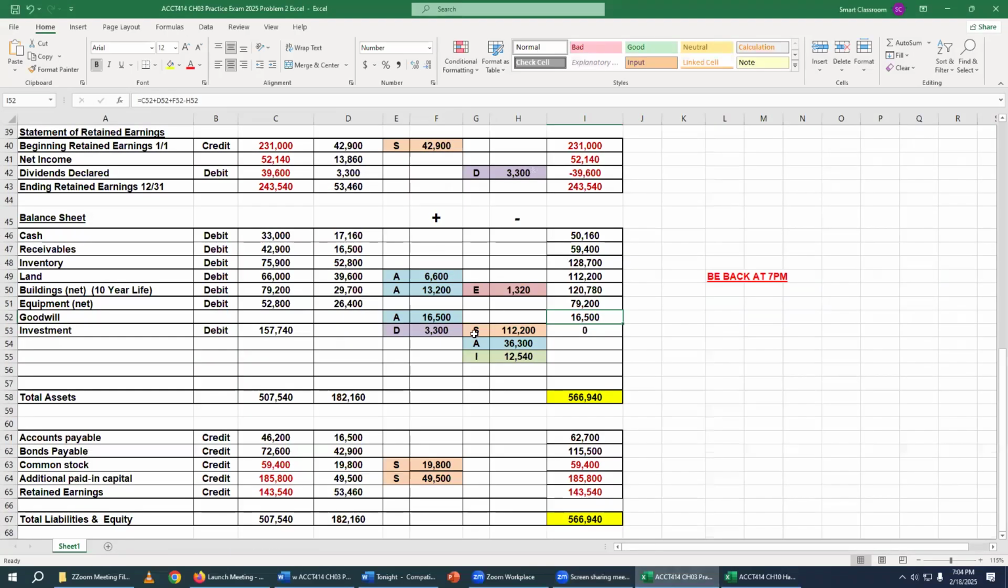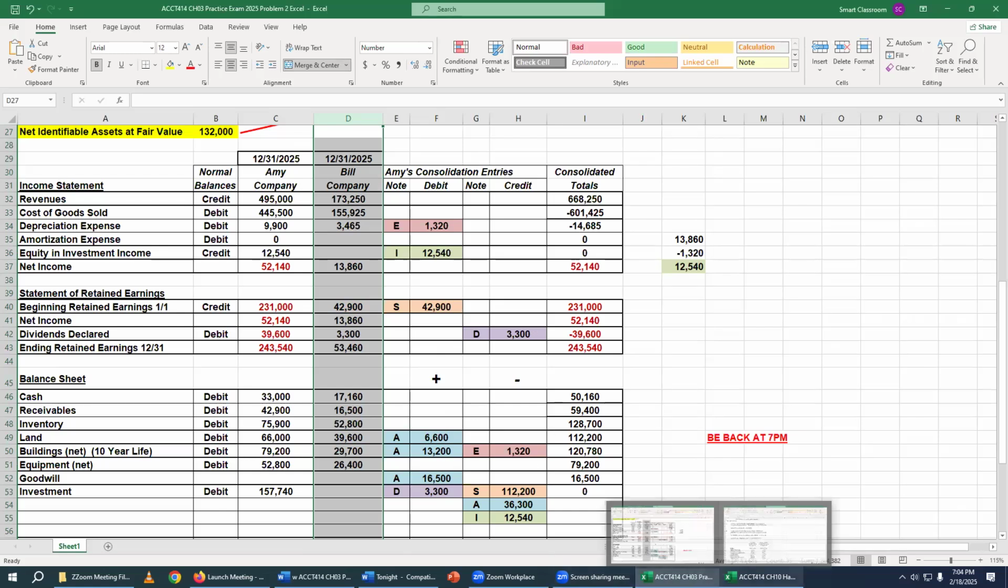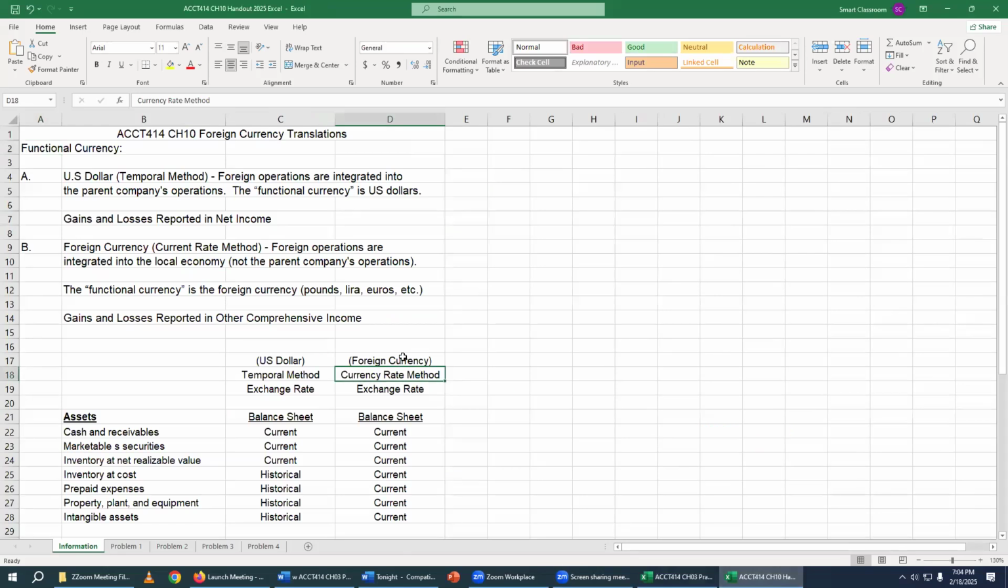So if we're going to consolidate it, we have to take it from whatever the foreign currency is and translate it into US dollars. And then we can smash them together, like we just did on the previous one. We have to get these numbers into US dollars before we can consolidate them, if we're going to do a consolidation on a foreign subsidiary. So that's kind of what we're talking about here.